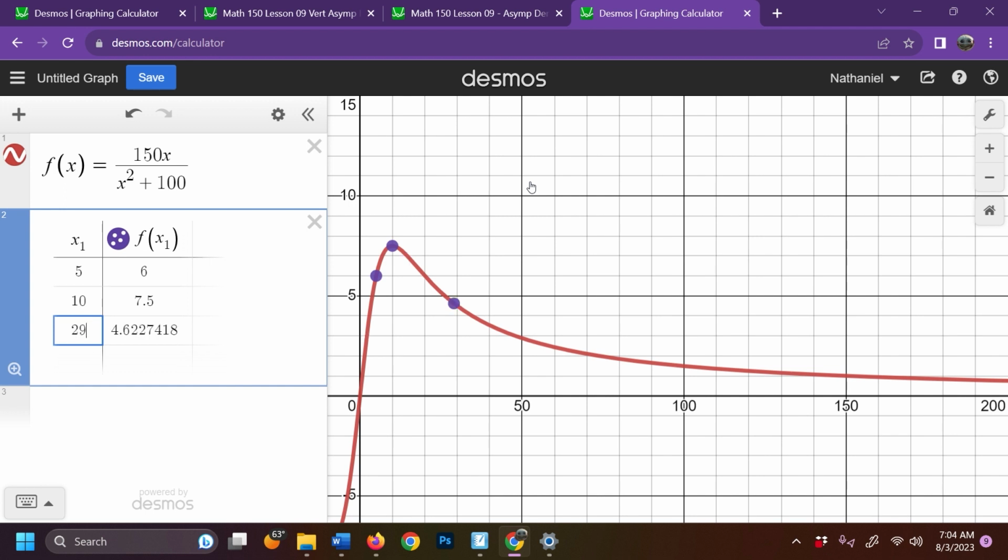So on week 5, they sell 6,000 units, and that seems to be right there. And then at week 10, it looks like the peak where they're selling 7,500 units. And then on week 20, it looks like they're selling 6,000 units again, and it's going to go down forever.